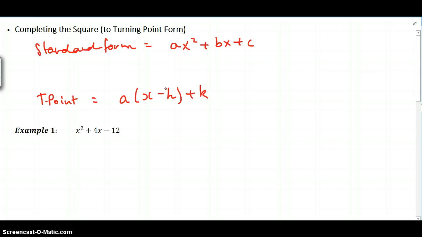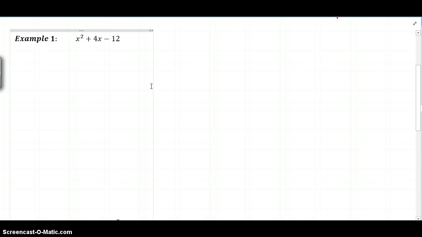Now, we'll look at the various transformations in another video. What does A, what does H, and what does K mean? But for now, we just need to understand that HK is known as the turning point. So we'll look at that in another video. But for now, it's just based solely on the skill of completing the square.